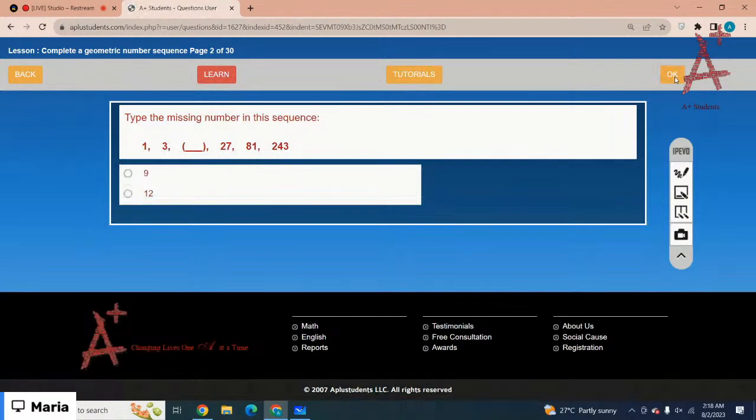Okay, type the missing number in the sequence. So which number is missing? Yes, very good. The missing number is 9, because you can see every number is the multiple of 3. You will get the next number when you multiply the previous one by 3. 1 times 3 makes 3. So that means the missing number is 9.